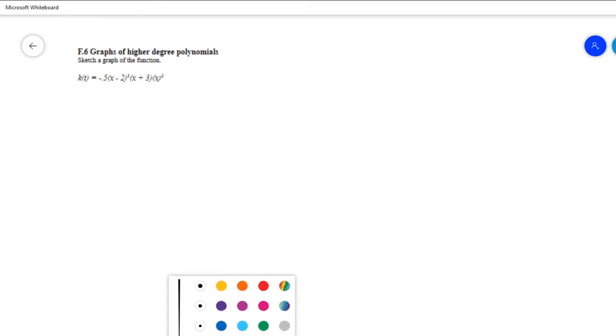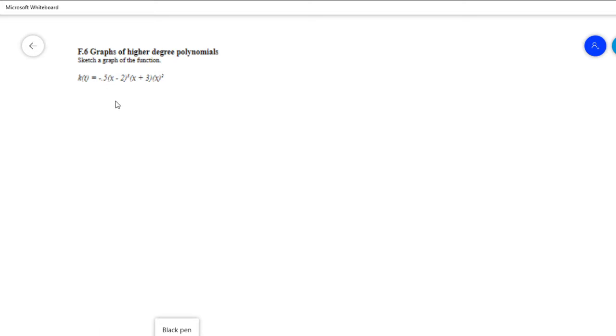All right, so in this problem here, we are trying to graph this higher degree polynomial. Now, luckily for us, the polynomial has been given to us in factored form, so determining all the intercepts will be a lot easier, right? Whenever you're trying to sketch the graph of a polynomial, we want to first be able to identify the x-intercepts, right? So let's solve for those.